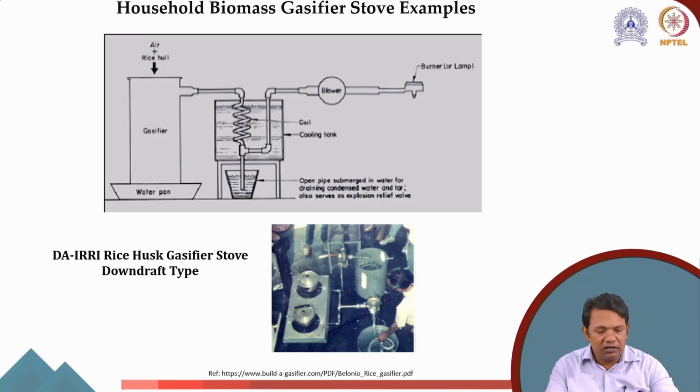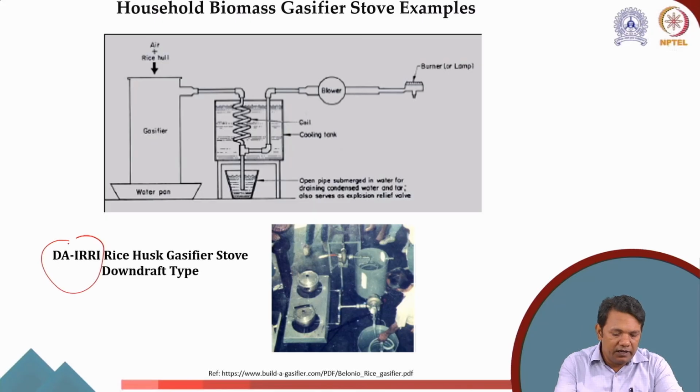Now, some of the classical household gasifiers used since centuries is one here. You can say this is a DA IRRI rice husk gasifier stove, which is of downdraft type. So rice husk and air is fed from the top, and here the gasification happens, and that gasified gas goes through the cooling tank, so that if there is any non-condensable gas, it will get condensed here, while the other gases will get cleaned and go to the blower.